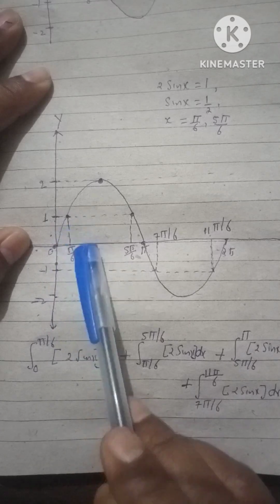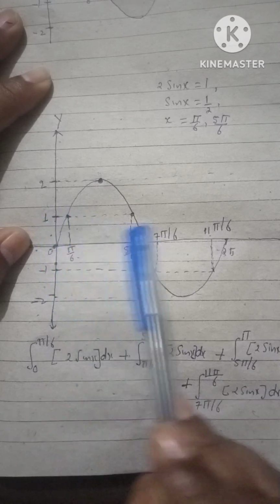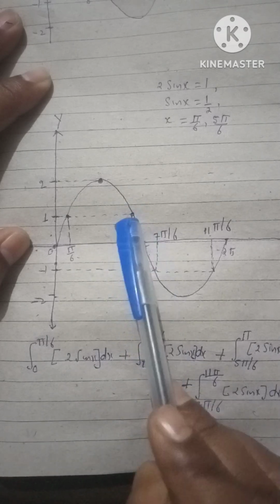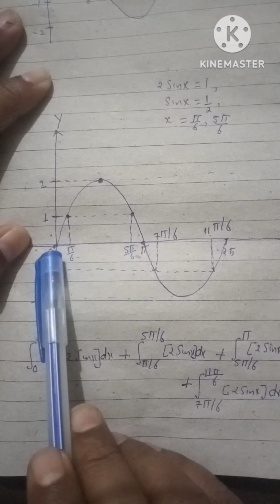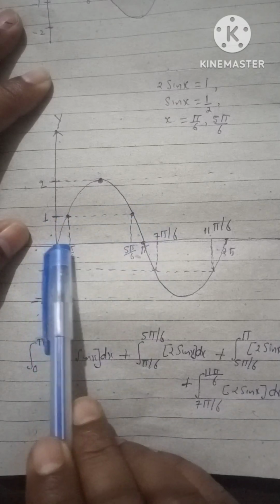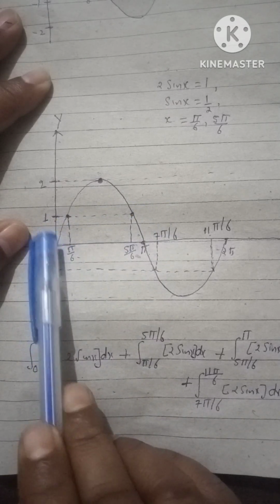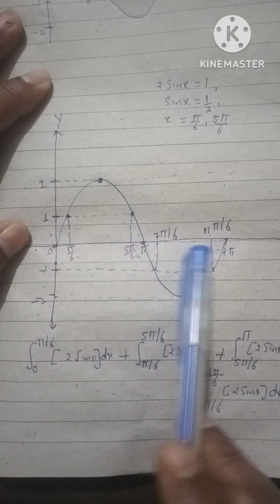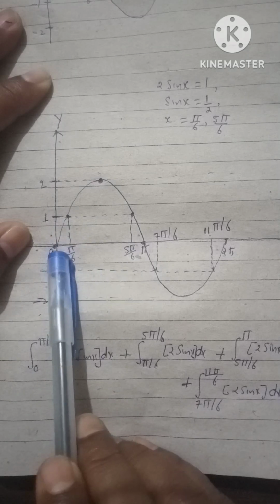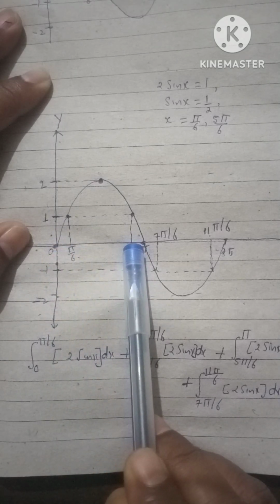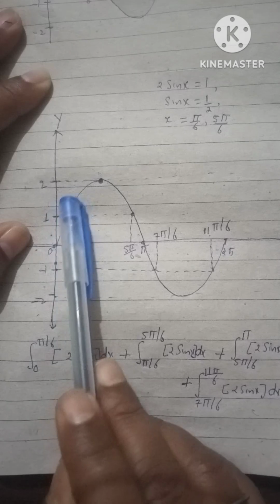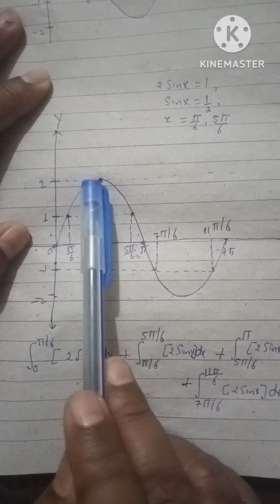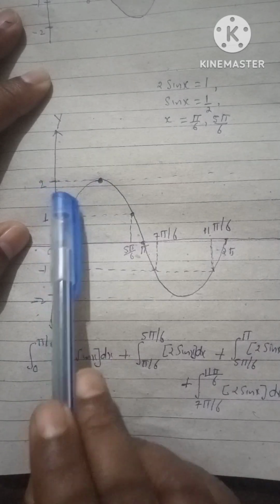Here if we put pi by 6, we get 2 sin x equal to 1, and if we put 5 pi by 6 we also get 1. So from 0 to pi by 6, we get the values from 0 to 1. The greatest integer from 0 to 1 will be 0, and the same condition holds here. And if we take the interval from pi by 6 to 5 pi by 6, we get the values from 1 to 2. So the greatest integer of 2 sin x in this region is equal to 1.